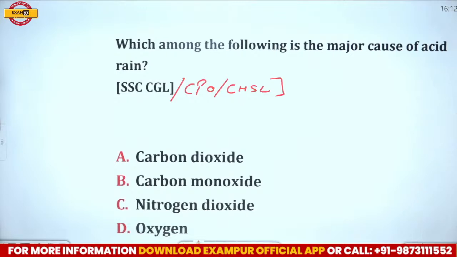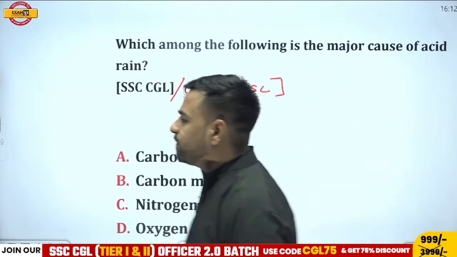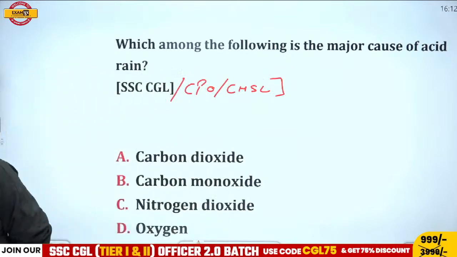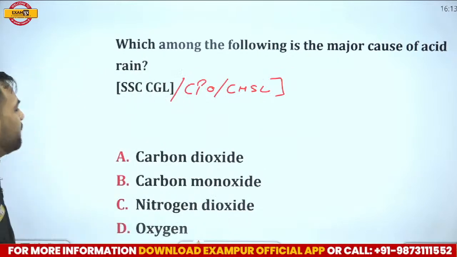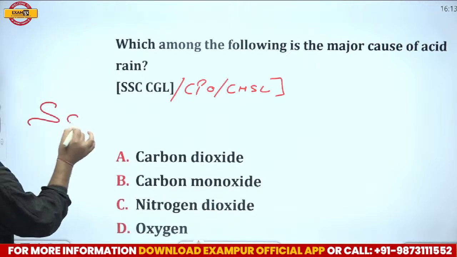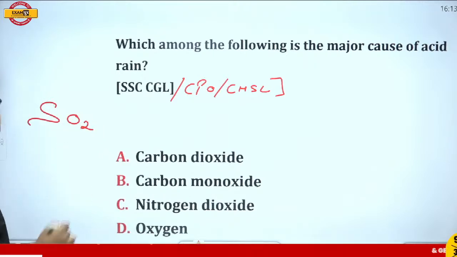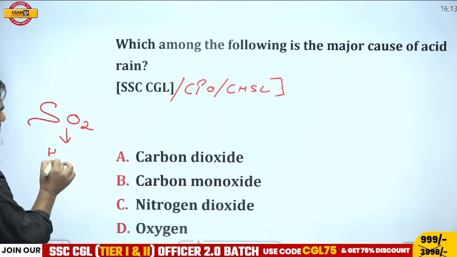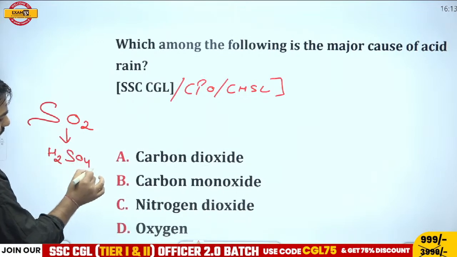So yes, if I talk about acid rain, what is it? From the name acid rain, it is clear that we are talking about a rain in which acid content will be there. And we are aware that there's a gas, that is SO2. From factories, we get it. And because of this SO2, what is generated? H2SO4. What is that?